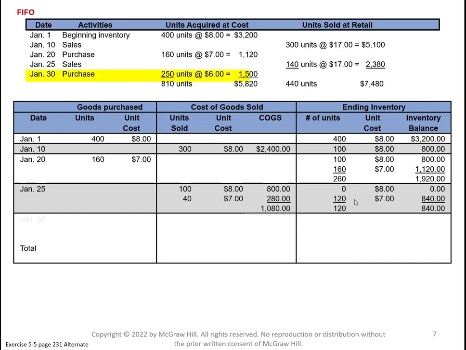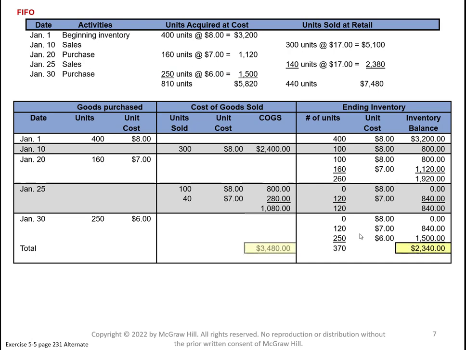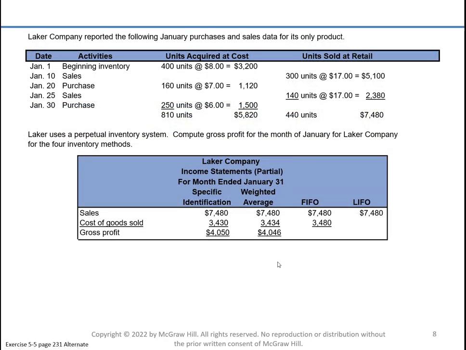On January 30th, we made a purchase of 250 units at $6. Now we're going to bring over here our ending inventory. We had 0 at 8. We had 120 at 7, and we just purchased 250 at 6. So we can get our totals now. Our total cost of goods sold would be these numbers added together, $3,480. Now we can enter that in our spreadsheet here. Under the FIFO method, gross profit is $4,000.